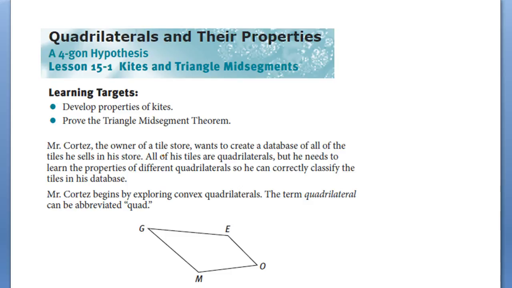Mr. Cortez is the owner of a tile store, and he wants to create a database of all the tiles that he sells. All of his tiles are quadrilaterals, but he needs to learn the properties of different quadrilaterals so that he can classify the tiles in his database. Mr. Cortez begins by exploring convex quadrilaterals. The term quadrilateral can be abbreviated with the word quad.